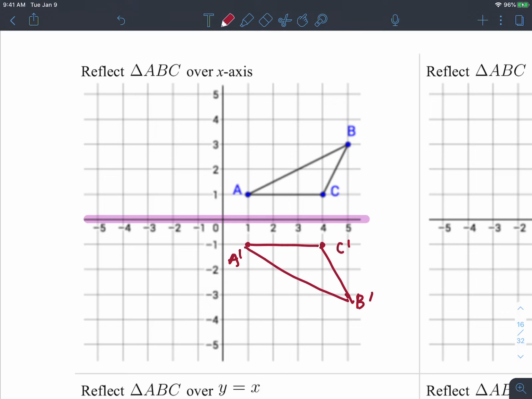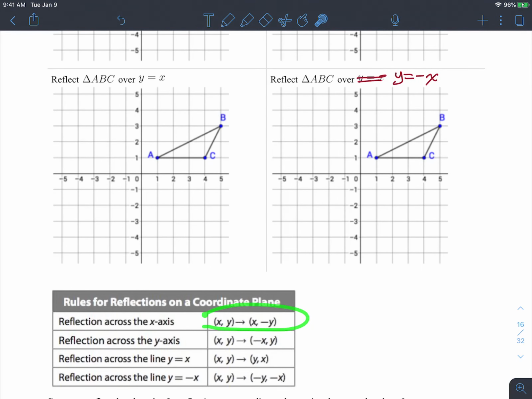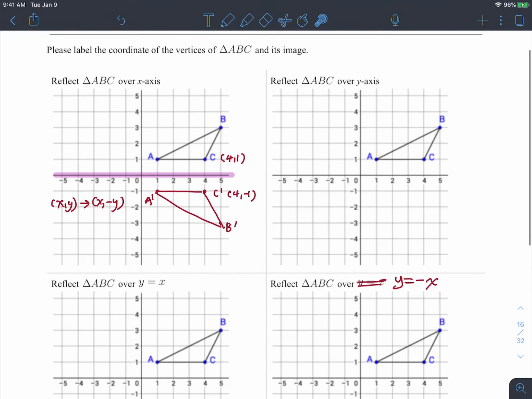But what do you notice? This is 4, 1. This is 4, -1. Oh, wow. Have you noticed that (x, y) becomes (x, -y)? Yes. All you gotta do is change the y to the negative y. Then it is a reflection over the x-axis. And if you look down, that's exactly what that says. Okay, so I'll be going through each one and confirming that those rules are actually in fact true, and we could easily see why that must be the case.